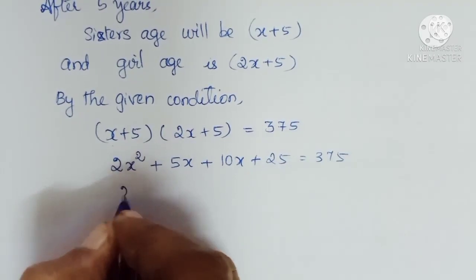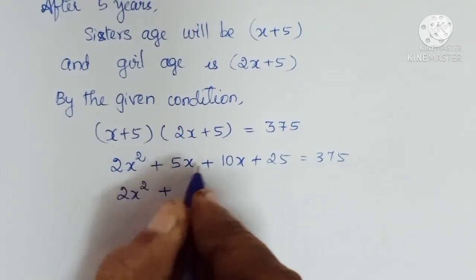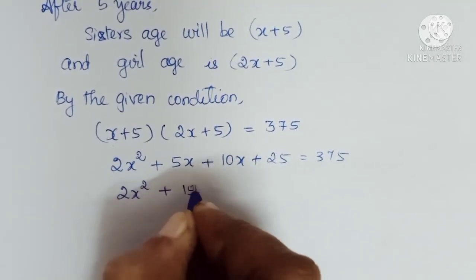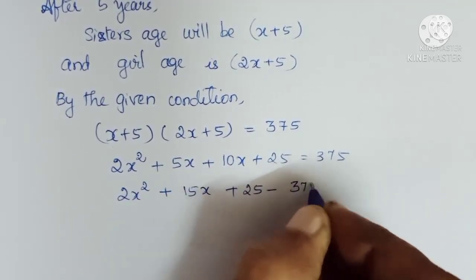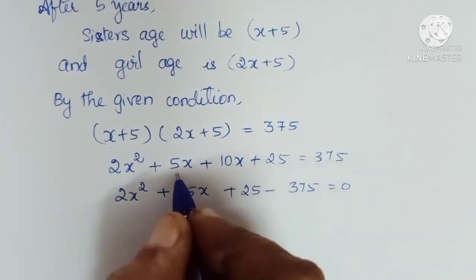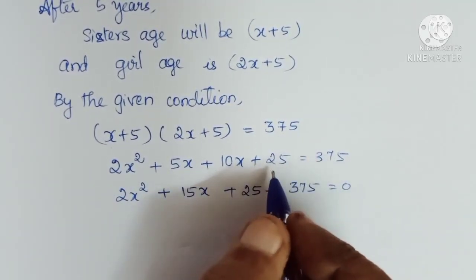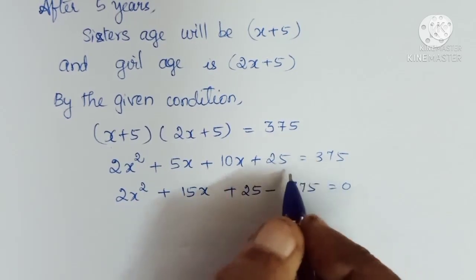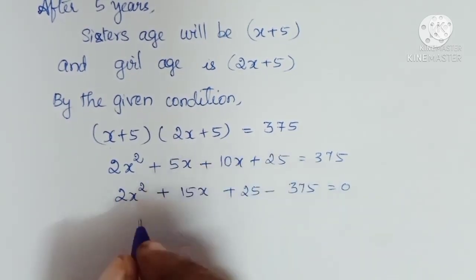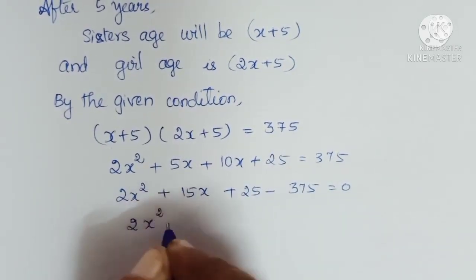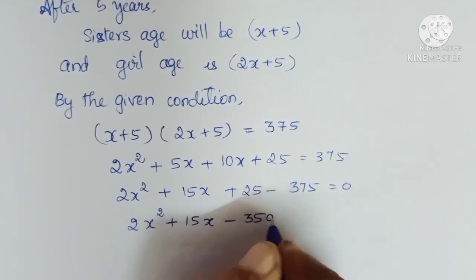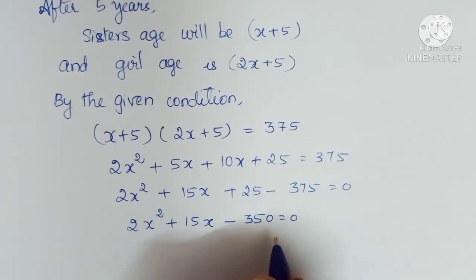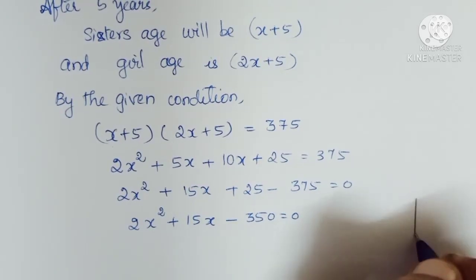Now 2x squared plus 5x plus 10x is 15x, plus 25 minus 375 equal to 0. I just group like terms here and I group all terms on one side. So 25 minus 375, subtract these two: 2x squared plus 15x minus 350 equal to 0. Now this is in quadratic equation form, so we can use the factorize method, that is the sum product method.